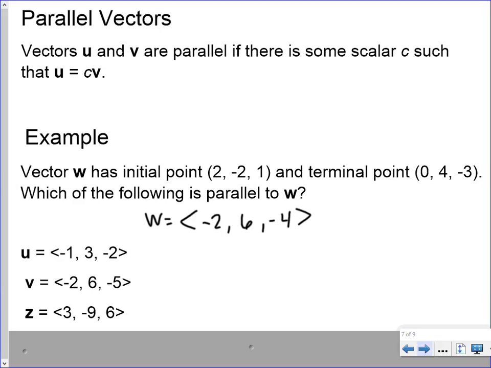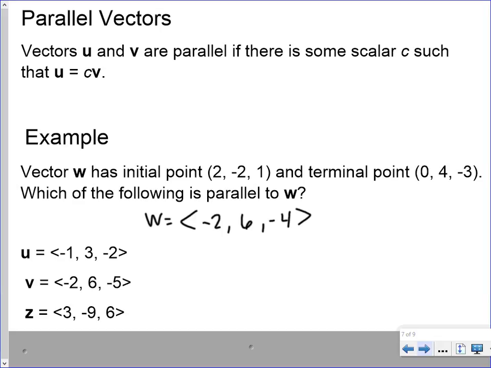We do a guess and check method where you take W and divide it by one of the other vectors, and each component should give you the same number if they're parallel. So you want to divide the components of W by the components of the other vectors to see if they all have the same scalar.